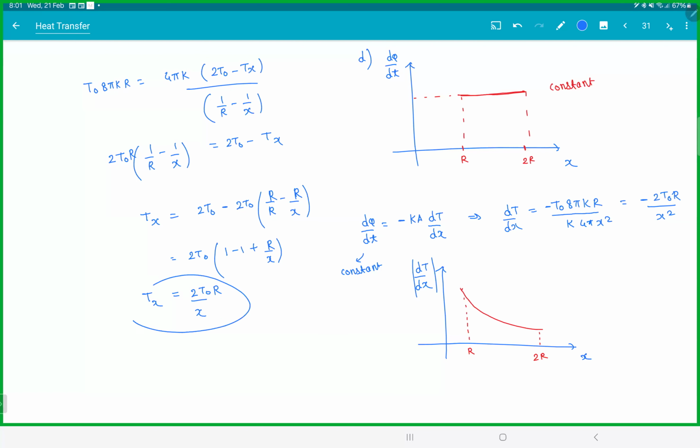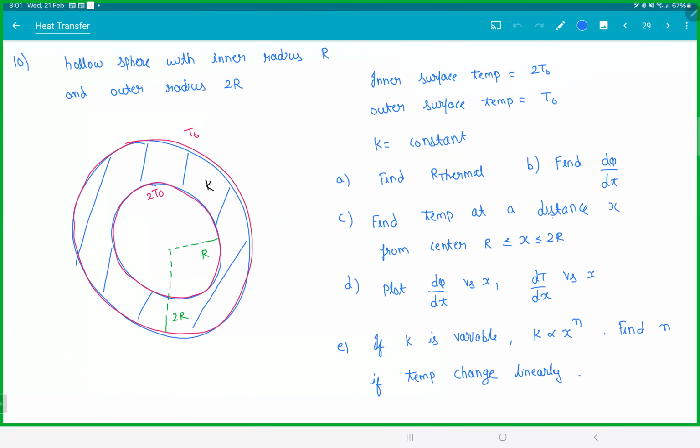देखो, if you see this function is not linear ना, 1 by x है ये. So I want a function in the form of linear function. So what should be k का value?